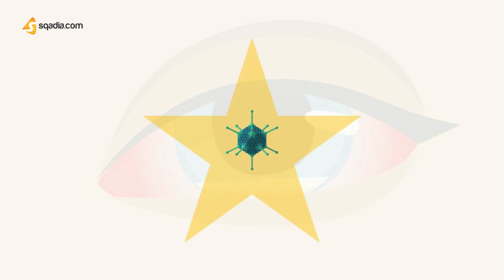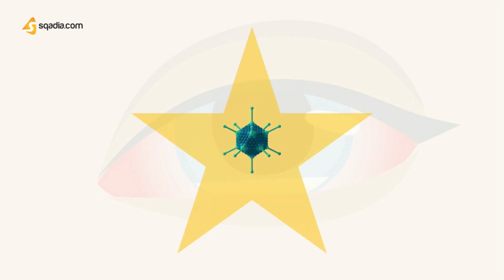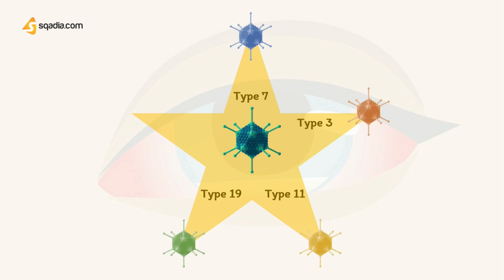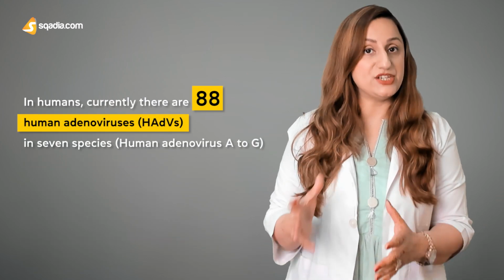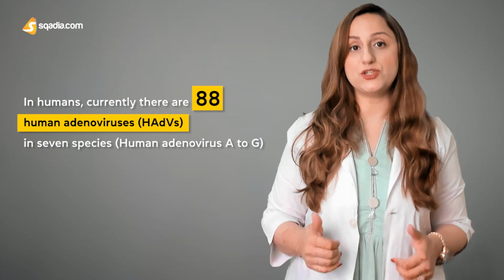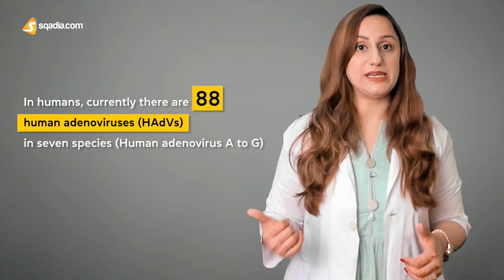If we talk about the adenoviruses that cause specific infections of the eye, then you'll be surprised to know that half of the adenovirus serotypes have been associated with ocular infections, but types 7, 3, 11, 19, and 37 are the most associated ones. Here is a quick reminder. In humans, currently there are 88 human adenoviruses in 7 species from A to G.